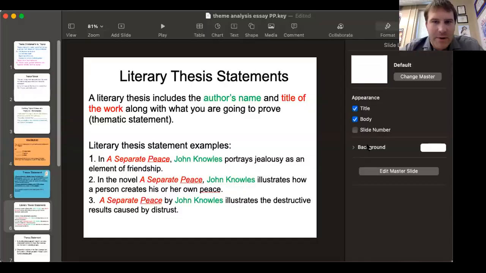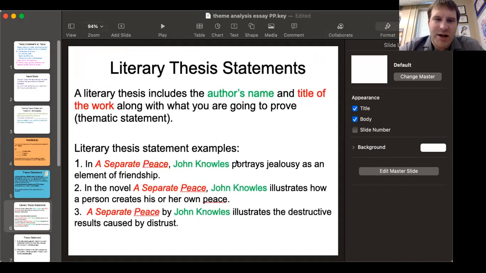The place where it becomes different is the latter half, where you're going to have your thematic statement, the thing you're going to prove. So a literary thesis statement needs to include an author's name, the title of the work, and along with that, what you're going to prove, the thematic statement. So here are some examples of literary thesis statements.